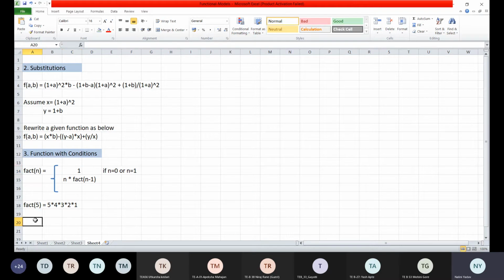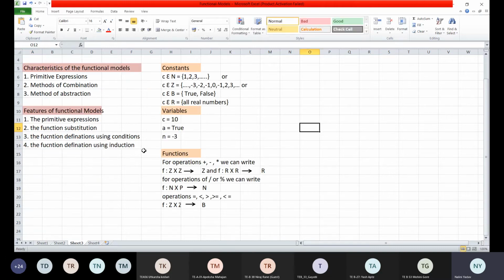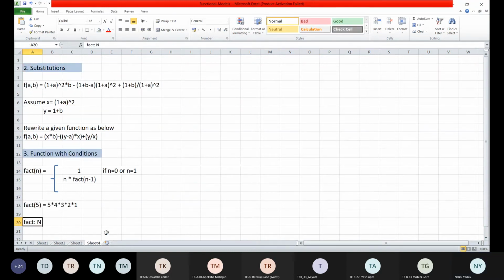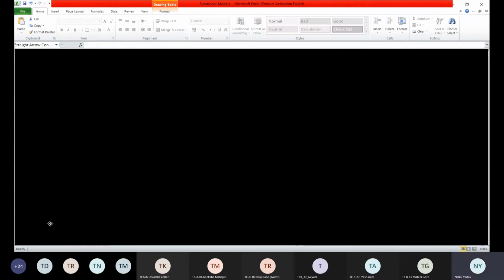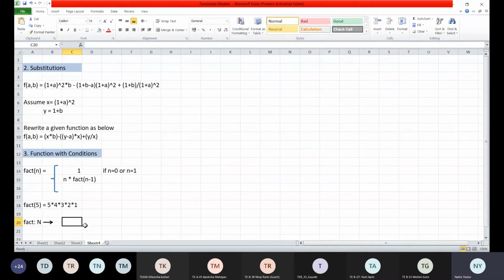Here we say that the fact function, because we have seen how to define the function. So the fact function goes from the natural numbers to the natural numbers, n to n. Fine. This is how my fact function is defined. Right. So we can define the function of factorial like this.